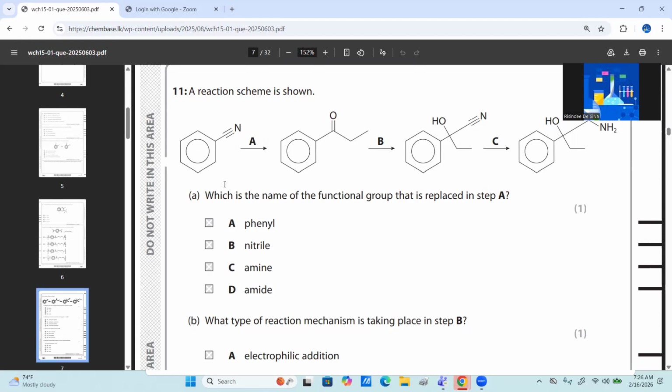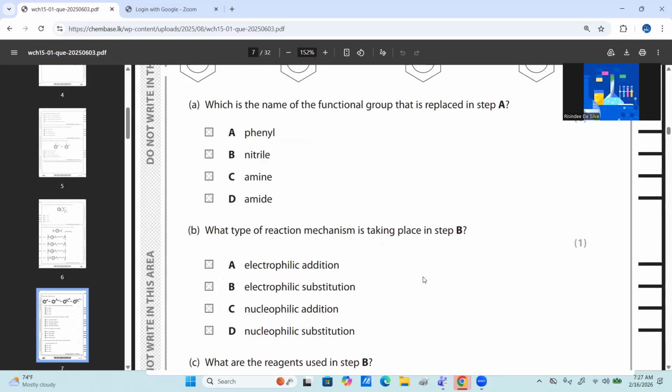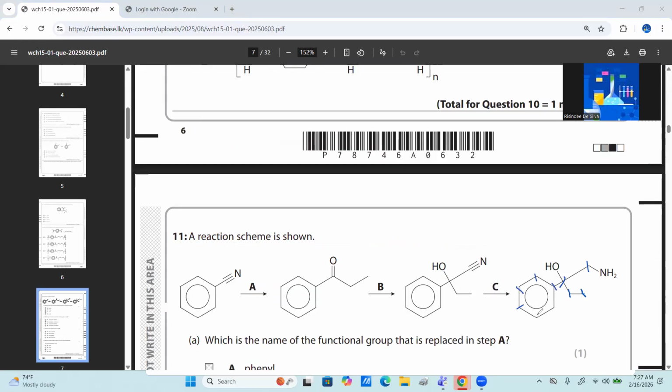What is the percentage of carbon by mass in the final product? Okay, so they have already given the molar mass. What you should do is count the number of carbons in the final product. You can see that 1, 2, 3, 4, 5, 6, 7, 8, 9, 10. So that means 120 divided by 165 times 100. So roughly you get 72.7.